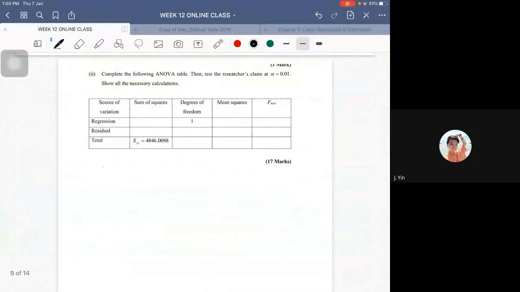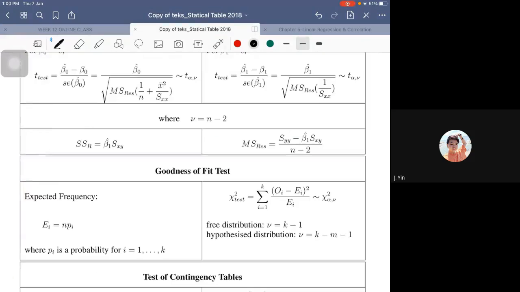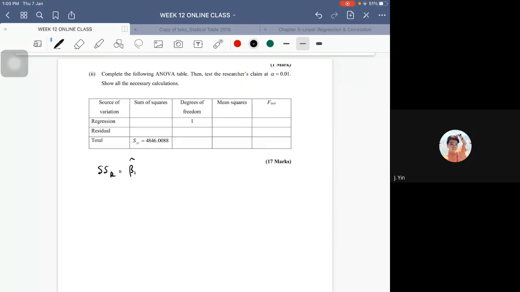So I'm going to write over here. Sum square residual is given by beta 1 hat. Actually, the formula is here, but that's only one. Where's the residual? The residual is not given, but we can find that from the total. Sum square regression is given by beta 1 hat times Sxy, so this is going to be our beta 1 Sxy.